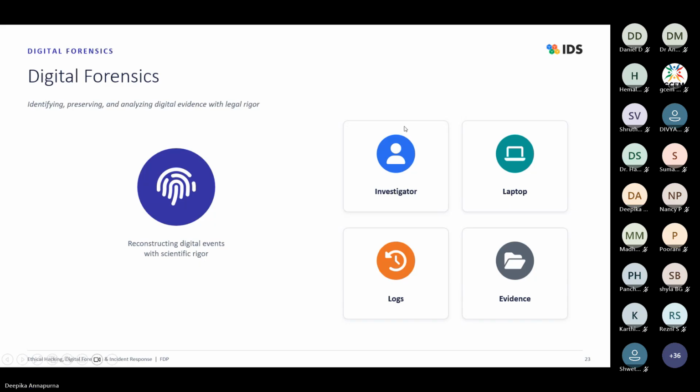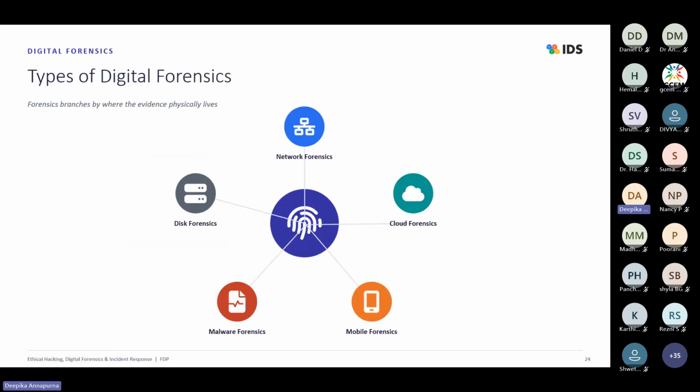Okay. The main things for digital forensics are the investigator, laptops, logs, and evidence. Let's see what types of digital forensics there are. We have different types of digital forensics here. Let's understand them one by one.